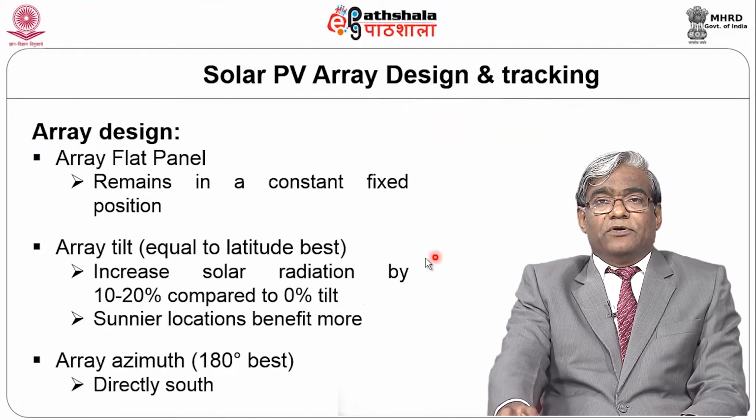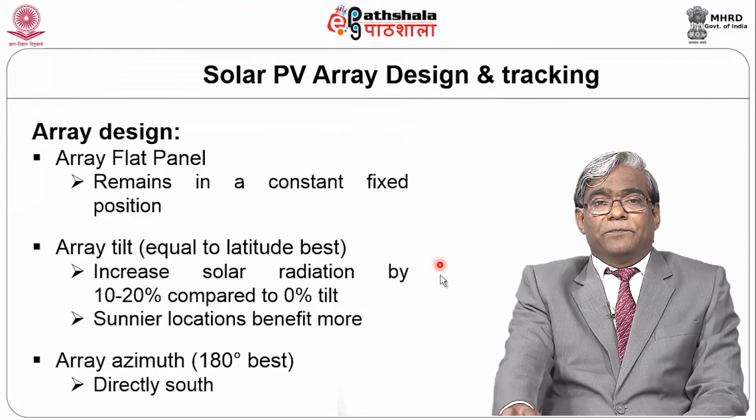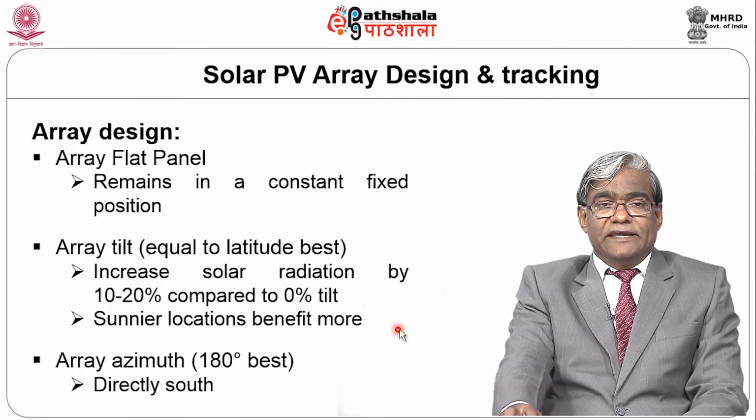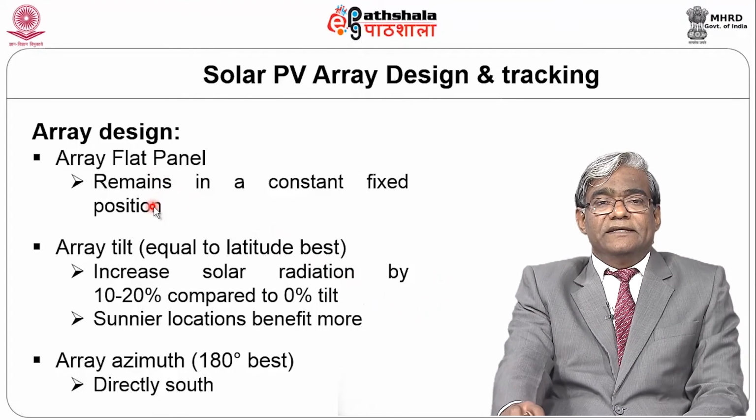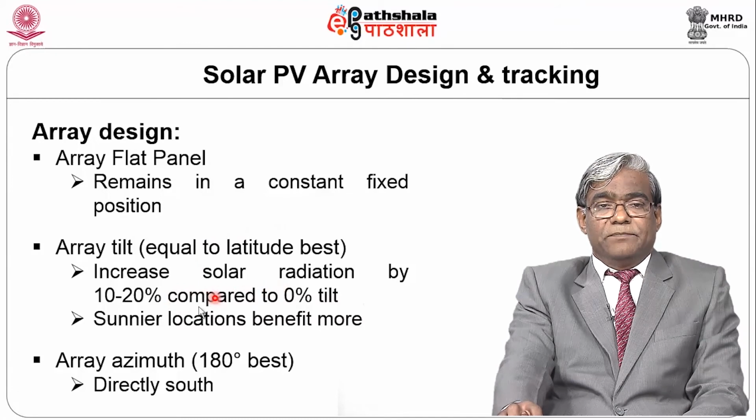And this is about solar PV array design and tracking. Array design: a flat panel remains in a constant fixed position, and array tilt equal to latitude is the best one. It increases solar radiation by 10 to 20% compared to 0% tilt. Sunnier locations benefit more. And array azimuth angle, that is 180 degrees, is the best one, directly south.